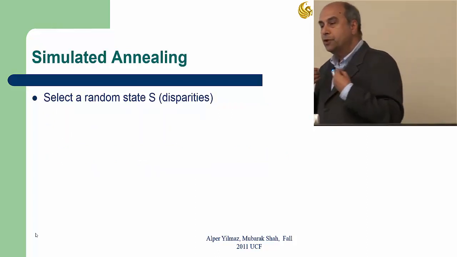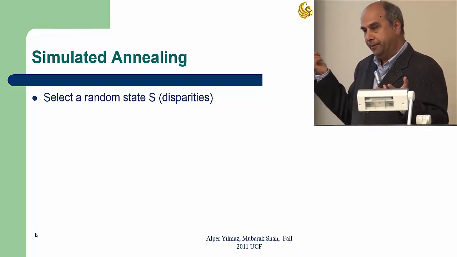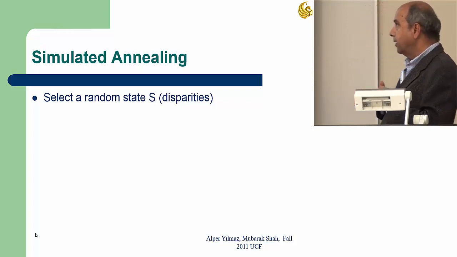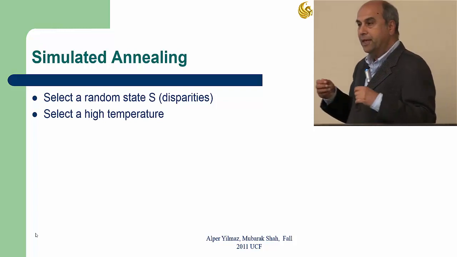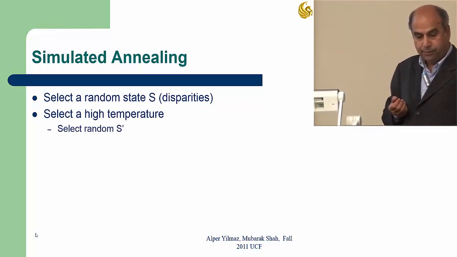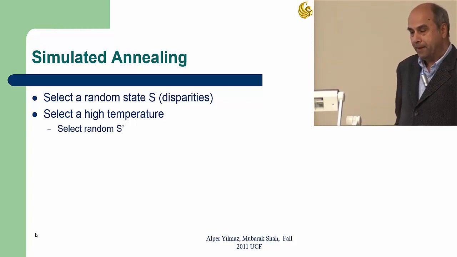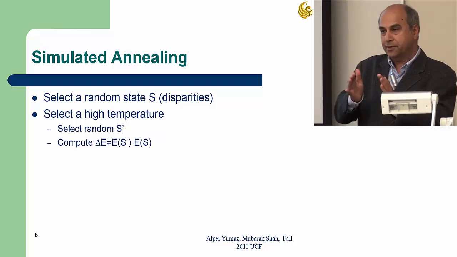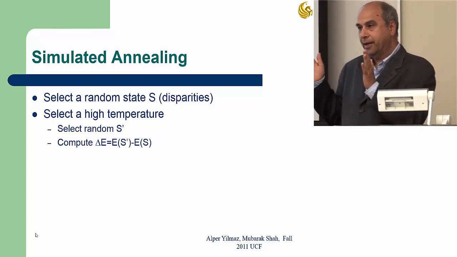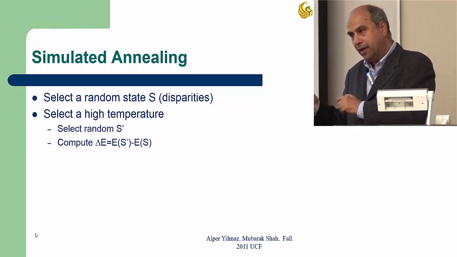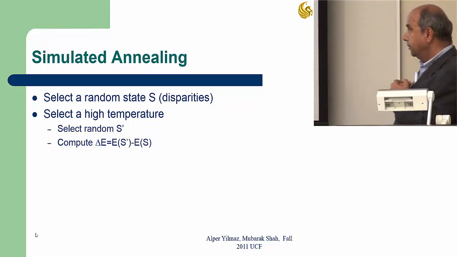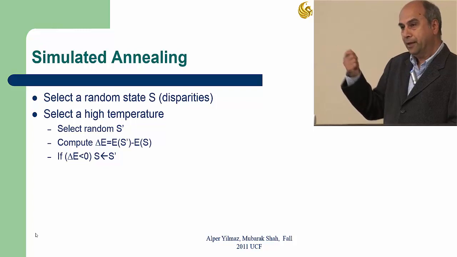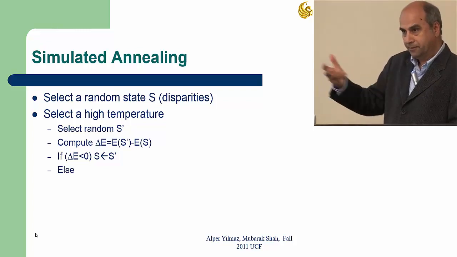We don't know for each pixel what the disparity is, so we just randomly select a disparity, and then we select a high temperature. Then we randomly select another disparity. We compute the energy difference between the first state and the second state: did energy go down or go up? Both are random, so we don't know. We look at the difference, and if the energy went down, then we take the next state, S prime, which is the second disparity.